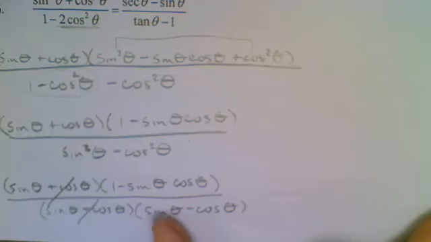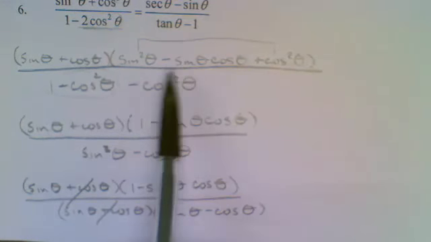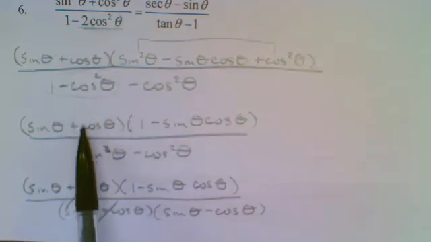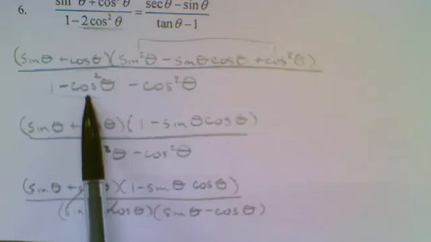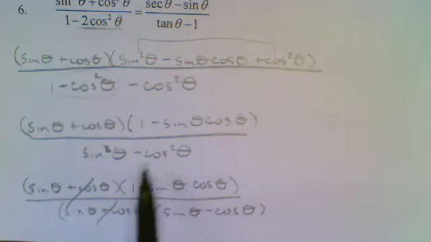Okay, so again, what did we do? We factored as the sum of cubes. I wasn't sure what to do with this piece, but we decided to write it as 1 minus cosine squared minus cosine squared, so that became sine squared minus cosine squared, and that could be factored as the difference of squares. All right, so then you're left with this piece.